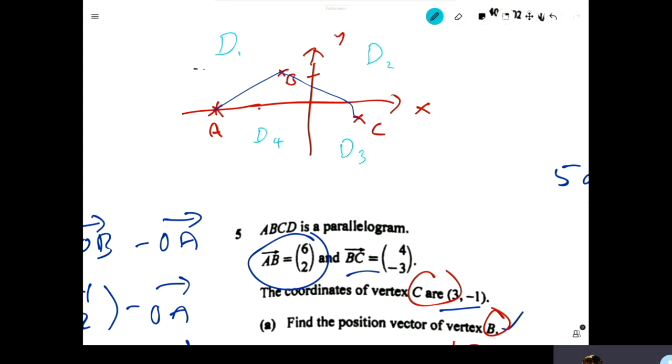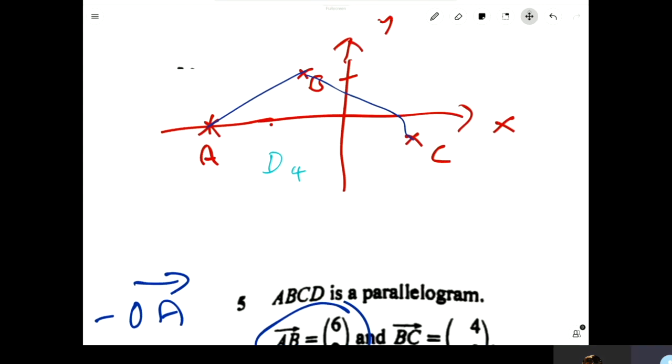D4. Very good. So remove everything. I just wasted 10 seconds drawing all those. Okay, D4, obvious, right? It's somewhere there. So let's remove this one. So D is somewhere there. So now we need to guess because it's a parallelogram. So this one, parallel. Okay, so D is somewhere here.